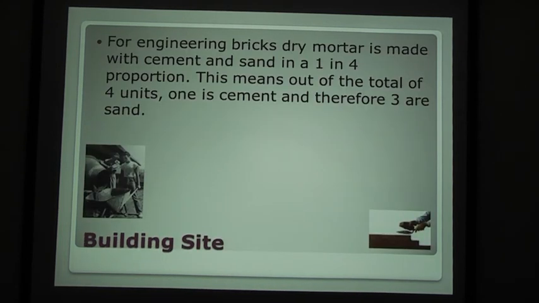Let's go into a building site now. For engineering bricks, dry mortar is made with cement and sand 1 in 4. This means out of the total of 4 units, 1 is cement. And therefore that means 3 are sand. Until now we've been doing 1 to 2. We've been doing all the screen washes and car washes and antifreezes, it's been 1 to. This is 1 in 4. So out of the 4, the total number of parts is 4, 1 is cement. And that therefore means 3 are sand.